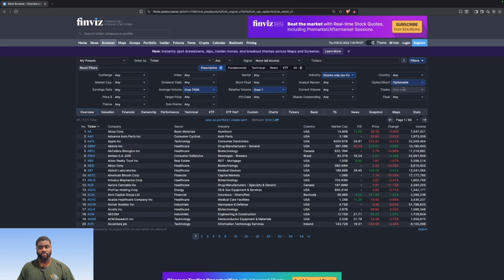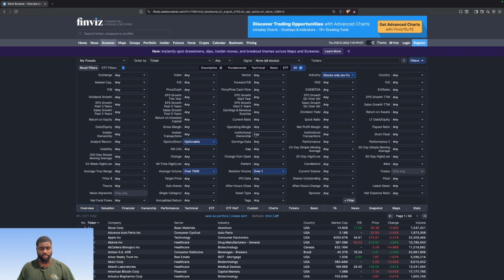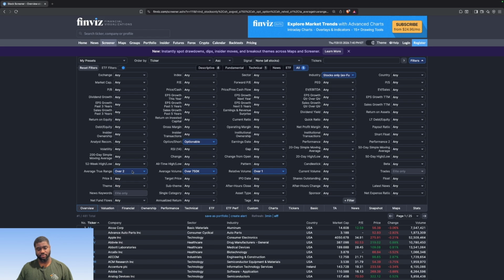Once you get that down, then you go to all again and make sure the average true range, which is the amount on a daily basis, the high or low that the stock goes, the average movement that the stock makes on a daily basis. So you want it to be over 2. The reason I want it over 2 is because we are trading options, and because of delta, you want a stock that actually moves up or down over $2.